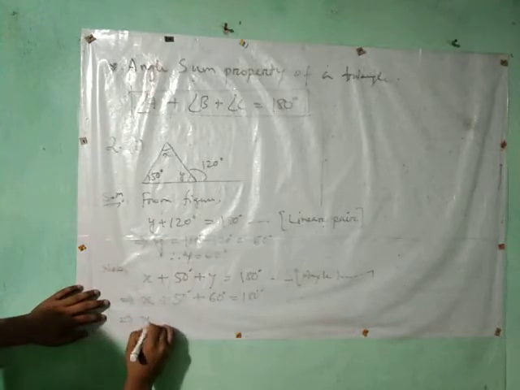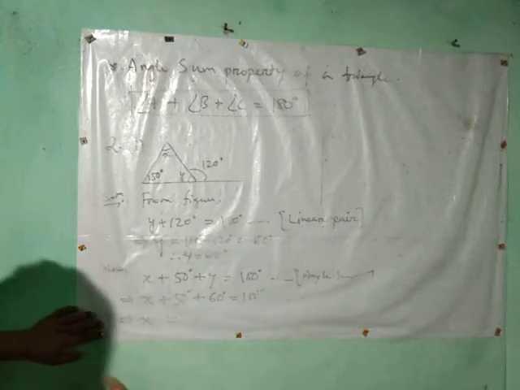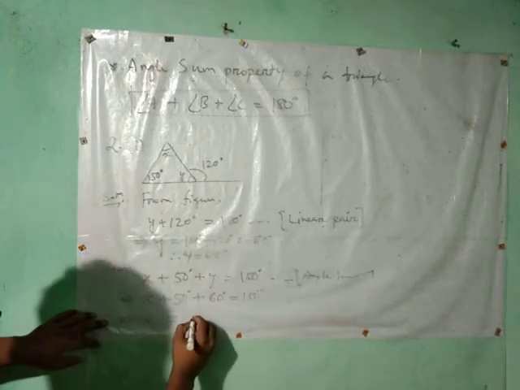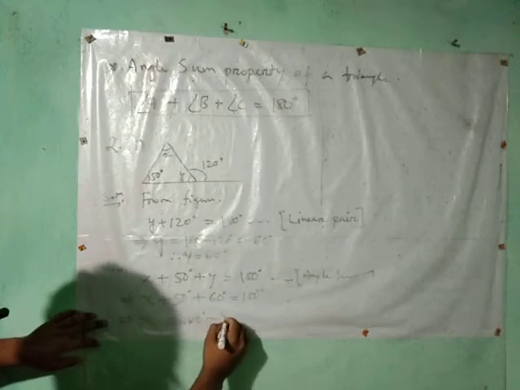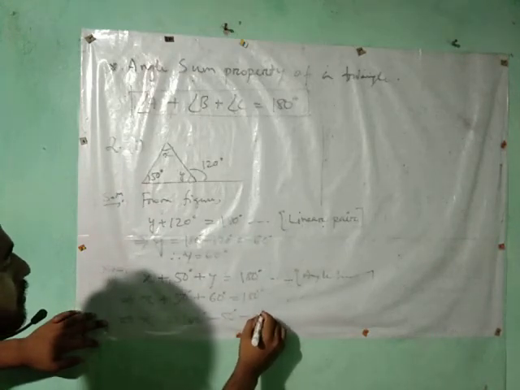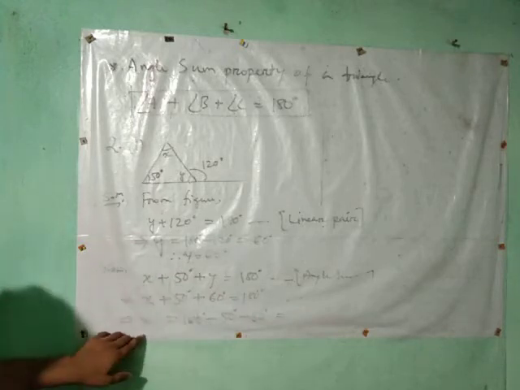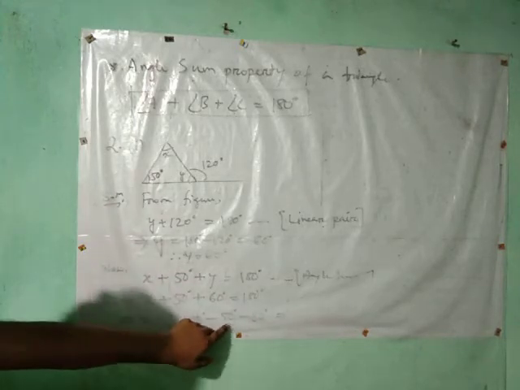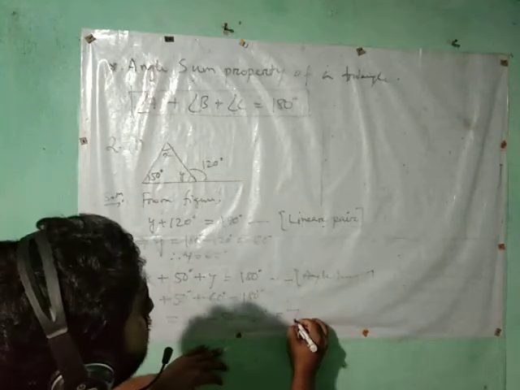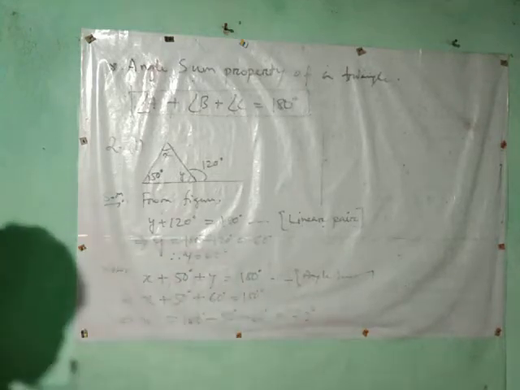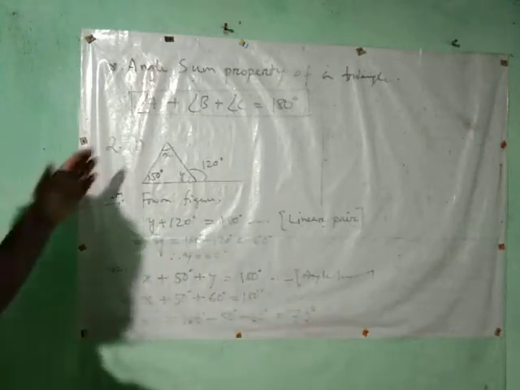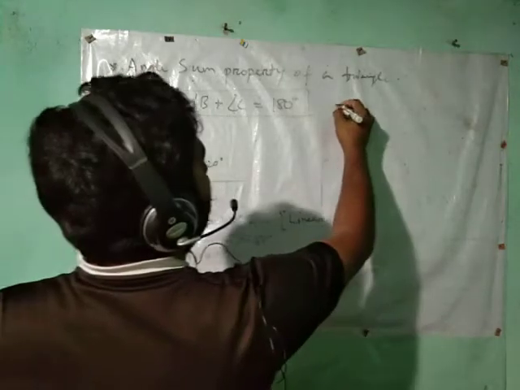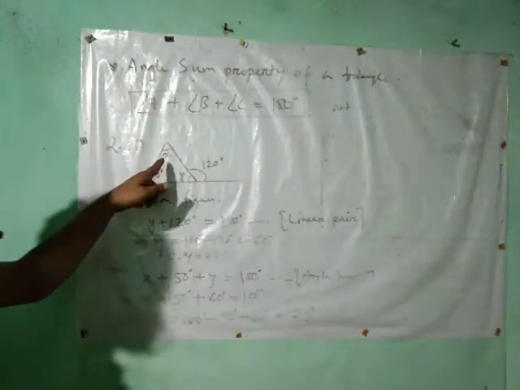Now keep x on this side and send the remaining portion towards the right. So what will be the value of x from here? 180 degree minus 50 minus 60. So your answer will be 70 degree. Now I will do it with another technique. This is enough for this particular question, but I am doing an alternate way to find the value of x.